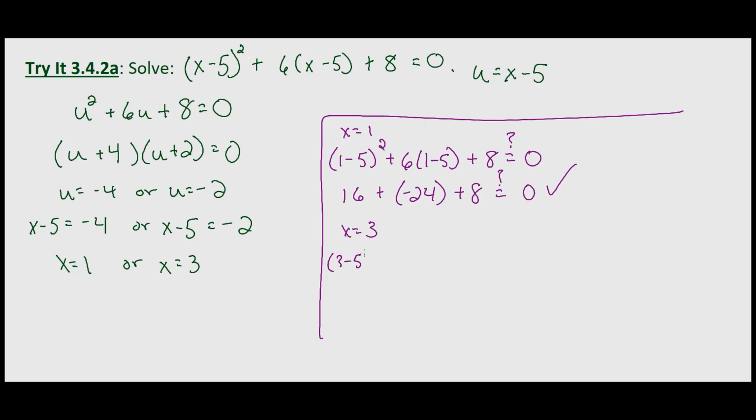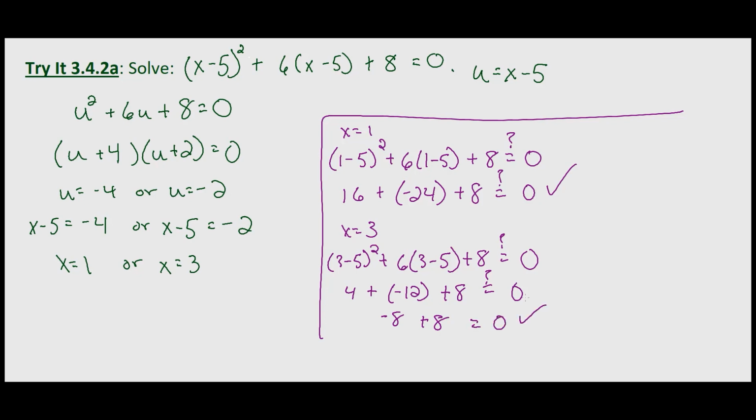We'll substitute in the same way. 3 minus 5 squared plus 6 times 3 minus 5 plus 8. Again, we want to know, does that equal 0? So 3 minus 5 is negative 2 squared is 4. Plus 6 times 3 minus 5 is negative 2. So 6 times negative 2 is negative 12. Plus 8, does that equal 0? Well, 4 plus negative 12 is negative 8 plus 8 equals 0. So that solution does check as well.